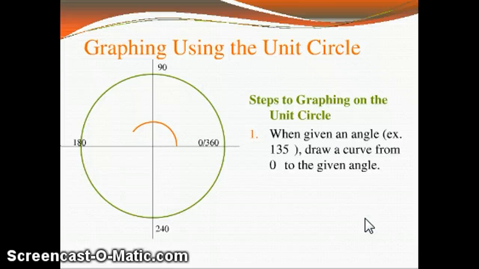Now, graphing on the unit circle is fairly simple. Just follow these easy steps. It's just a breeze. It doesn't take long at all. So, when you are first given an angle, let's say 135 degrees, you will draw a curve from 0 on the x-axis and approximate a 135 degree curve. Now this doesn't have to be an exact art, but if you're a perfectionist, just go ahead and take out your protractor, measure 135 degrees, and you'll be set. But otherwise it's just typically an approximation. It's not art.